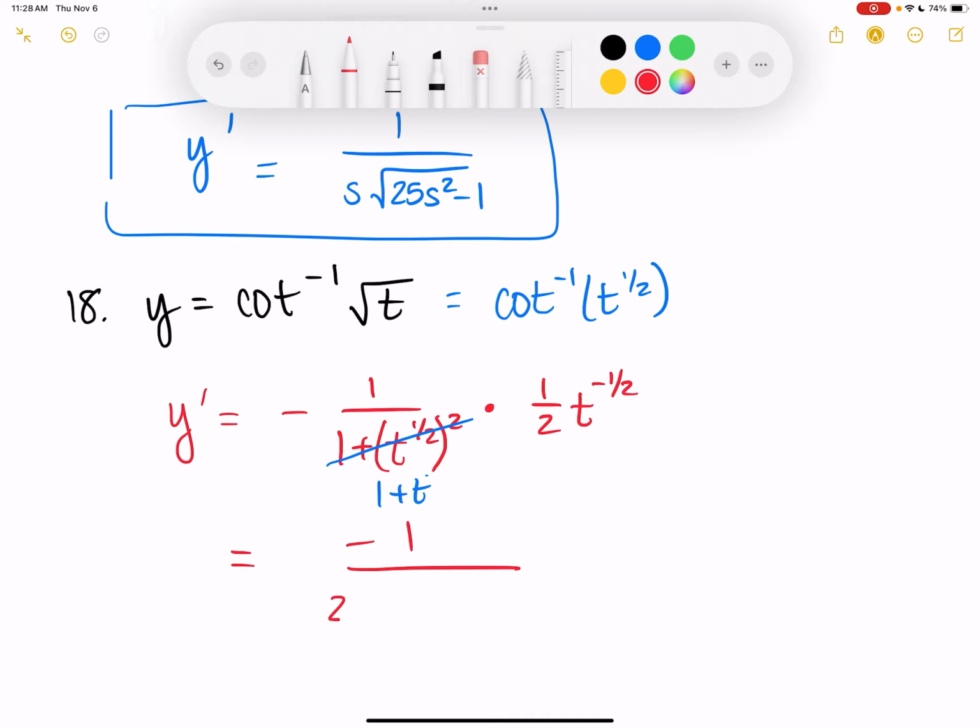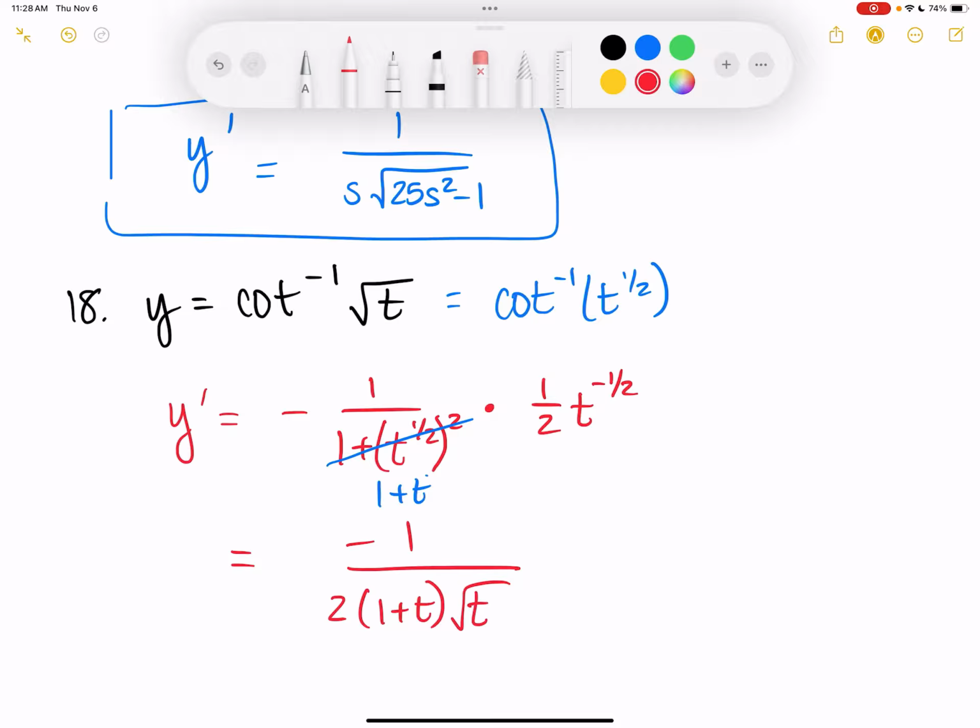So we'll have 2 times 1 plus t, and then this t to the negative 1/2 moves to the bottom. So you can either write it as t to the 1/2, or if you want to rewrite it as the square root of t like that, that would be your final answer. Where did the 2 come from? From the 1/2.